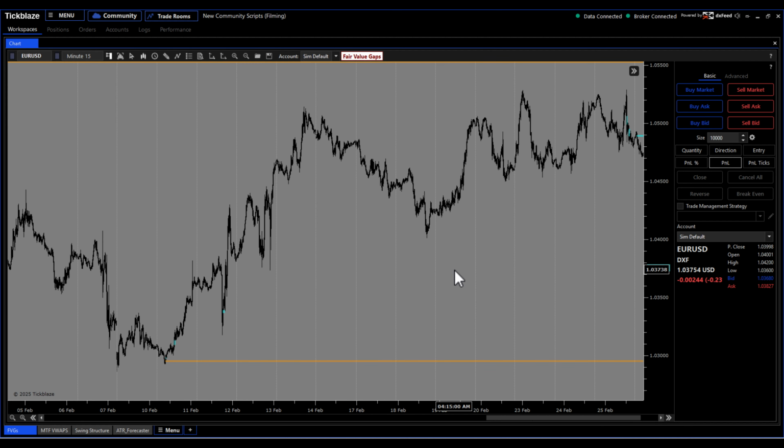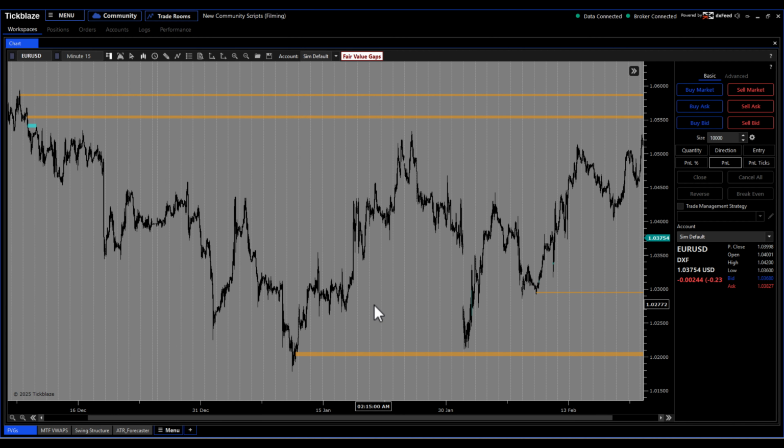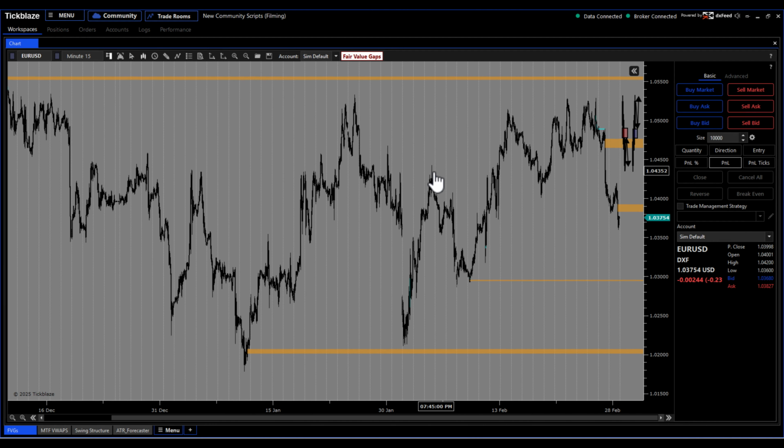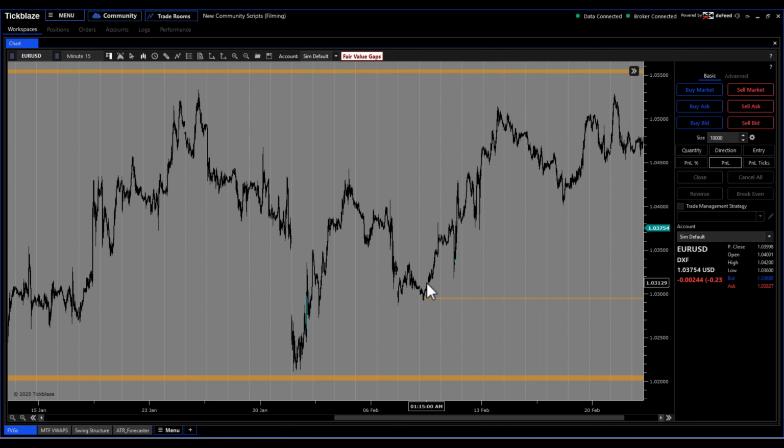You're not going to see them unless you have one down here, and you can see there's some fresh levels. If you zoom out all the way, it's really interesting to see that the software can identify all the fresh levels and all of the tested levels, okay?